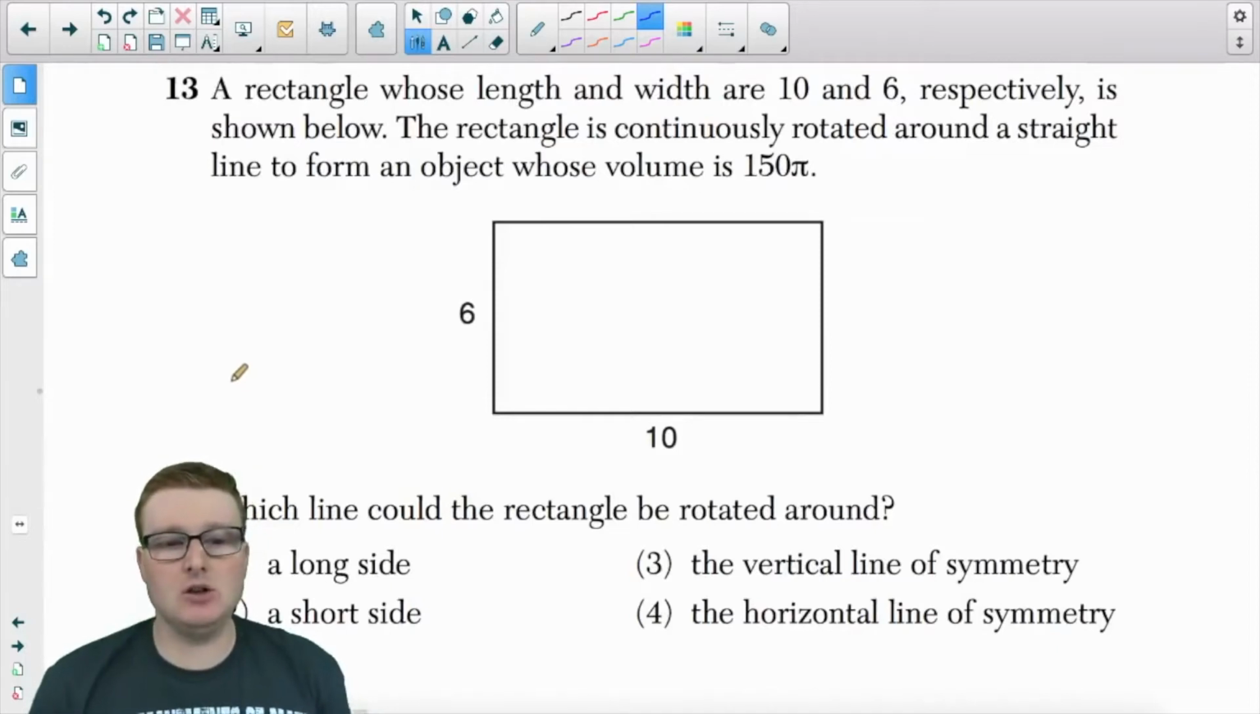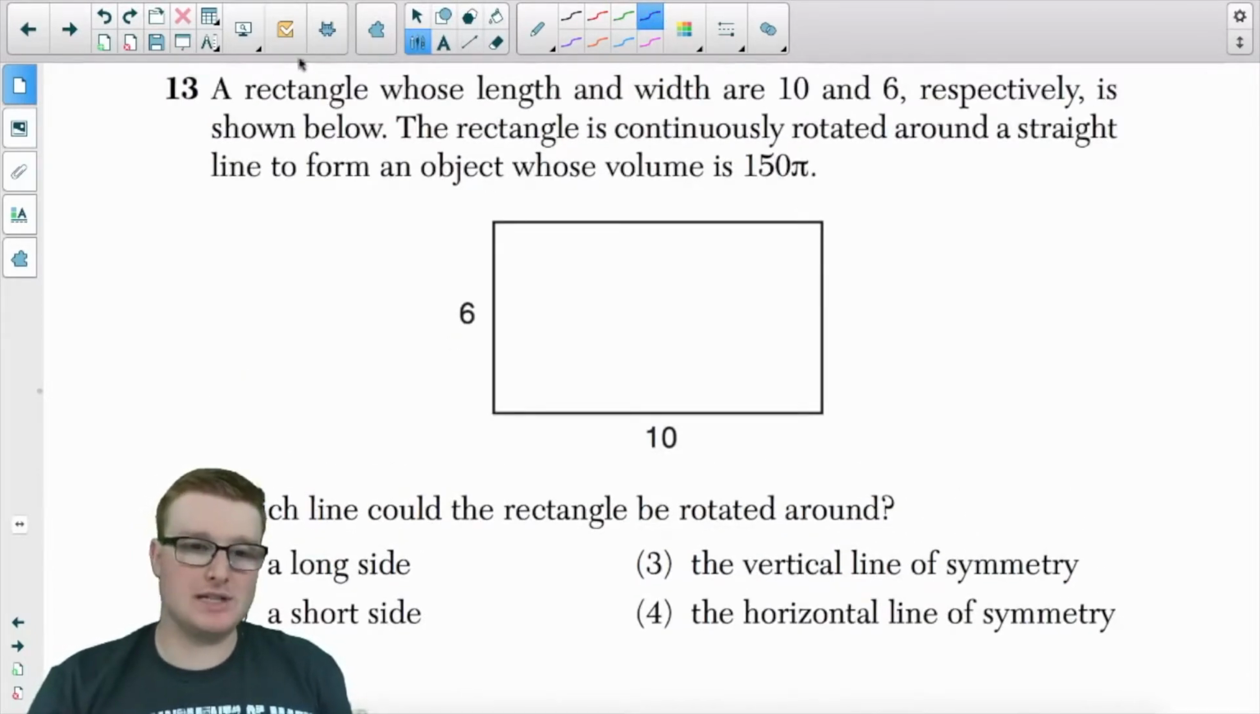Number 13 says a rectangle whose length and width are 10 and 6 respectively is shown below. The rectangle is continuously rotated around a straight line to form an object whose volume is 150 pi. Okay, which line could the rectangle be rotated around?